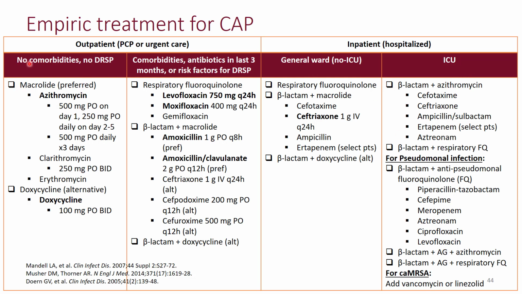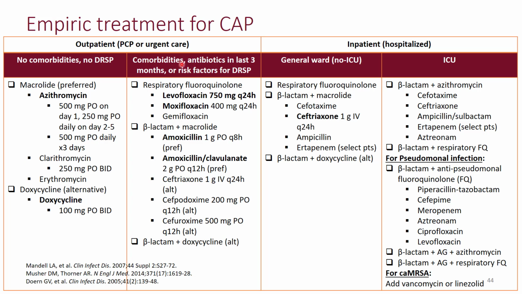So you can see here are the 4 groups and here are the recommendations. For group number 1, these are patients who can be treated outpatient and do not have risk factors for drug-resistant Streptococcus pneumoniae. The IDSA guideline recommends as first line to give them a macrolide. So azithromycin is the number 1 recommendation for these patients. Alternatively, if someone could not tolerate azithromycin, doxycycline becomes the alternative recommendation.